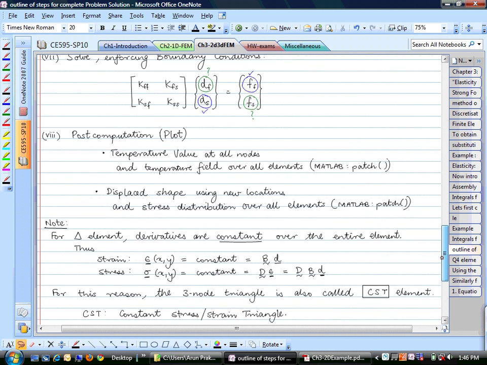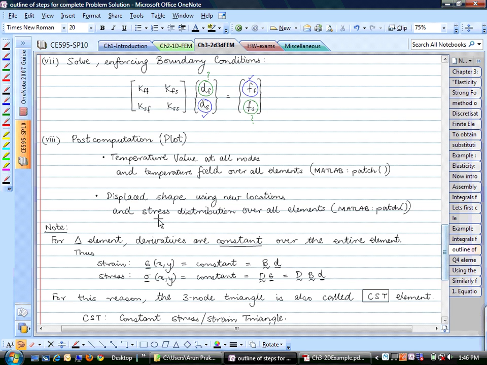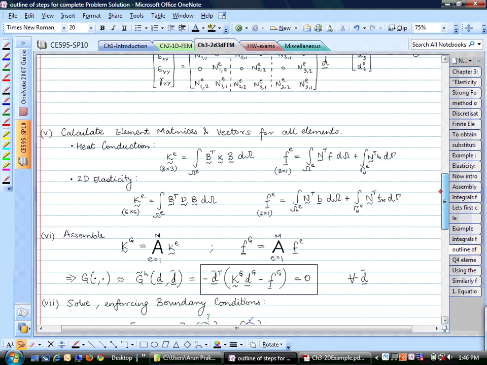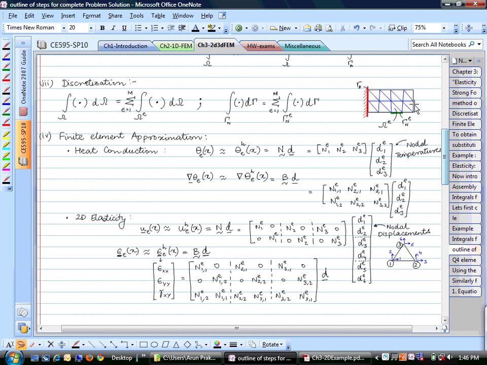Another important point here is the stress distribution over all the elements. So what do you think is going to happen if I apply an end load here and I calculate the displacements using this finite element method? How do I plot the stresses? What should the stresses look like?